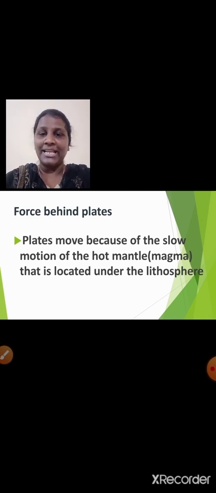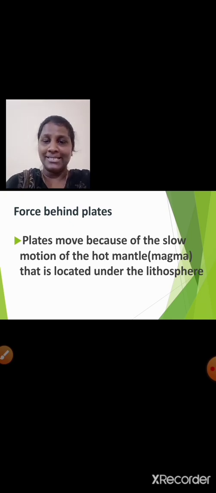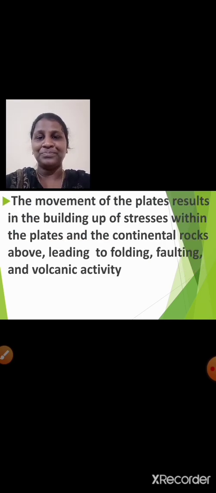Force behind plates. Now these plates move. Why? What's the reason? Because of the slow motion of the hot mantle, that is magma, that is located under the lithosphere. So what's the reason behind the movement of the plates? They move because of the slow motion of the hot mantle, that is magma, located under the lithosphere.